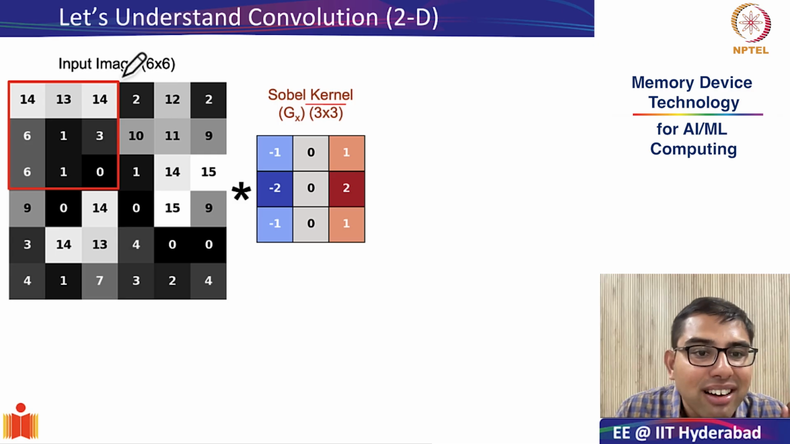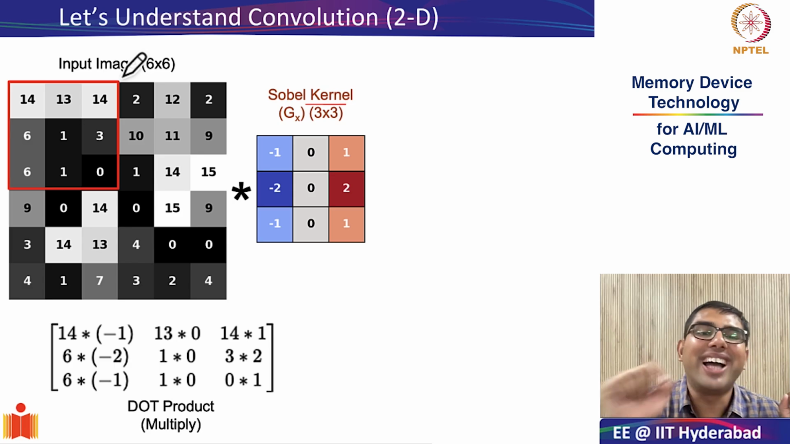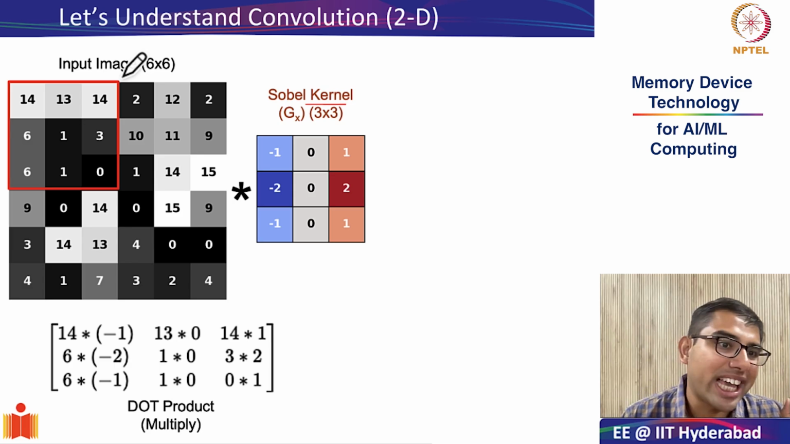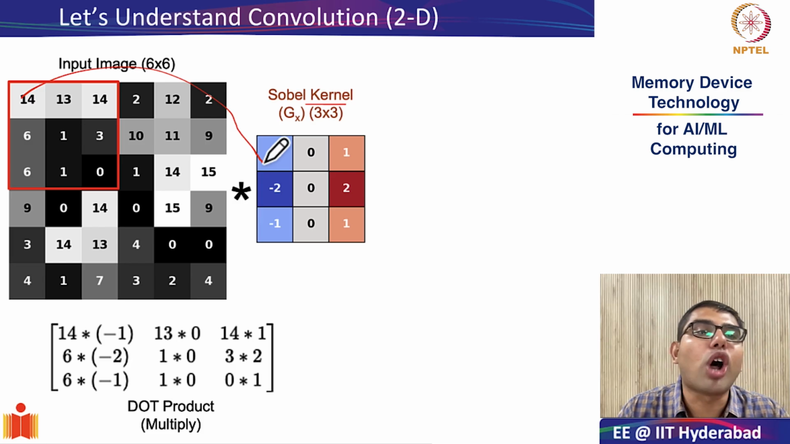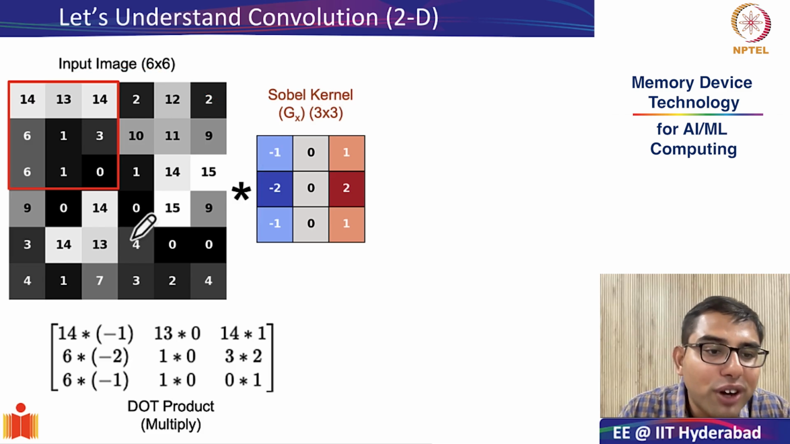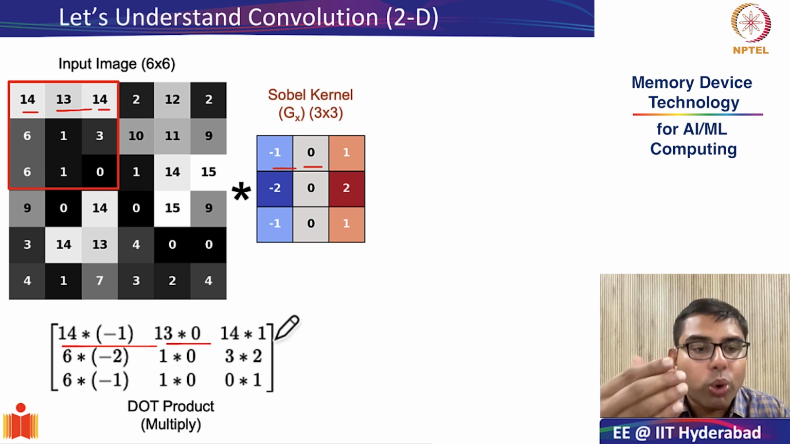So what was the second thing that we did to find convolution? The second thing was, of course, to do an element-wise dot product multiplication. So let me show you. There will be an element by element dot product multiplication. The first is 14 multiplied by -1. That is the first element. The second element is 13 multiplied by 0. That is the second element. The third one is 14 multiplied by 1, so on and so forth.